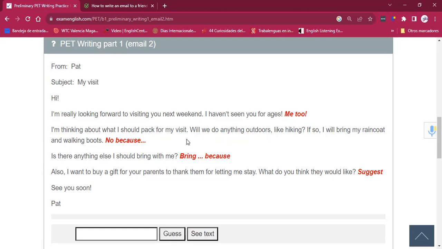Is there anything else I should bring with me? Say what she should bring for clothing, because what are you going to do? She needs special clothing, like a bathing suit, a swimsuit, a hat, a jacket, sandals, etc.